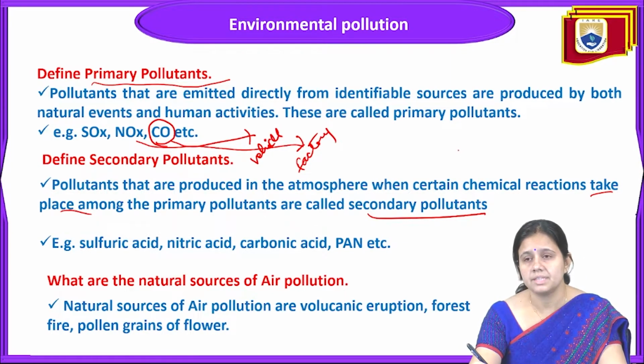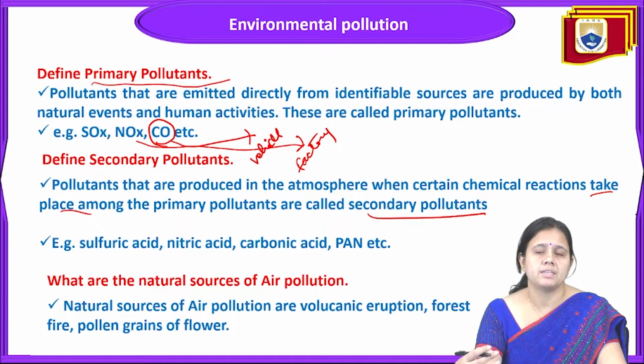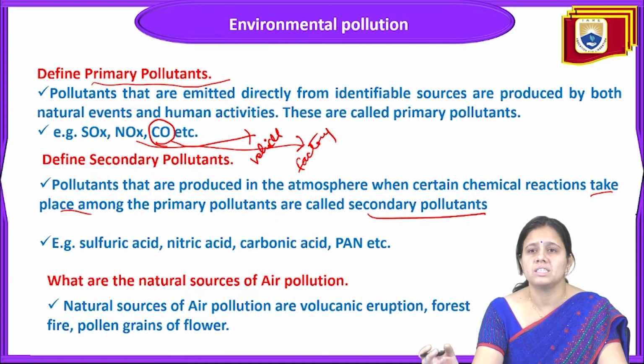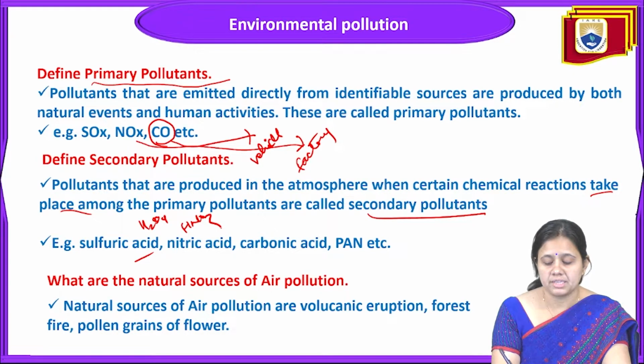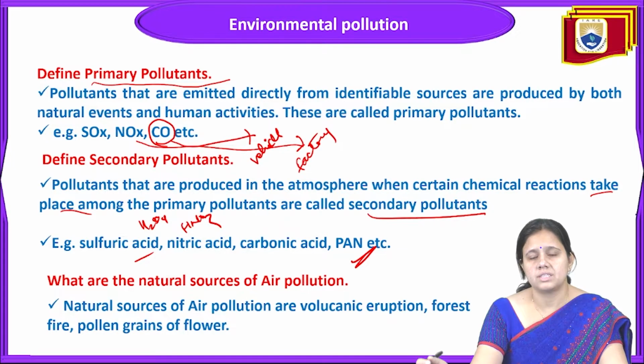That means a certain chemical reaction takes place between two primary pollutants, and the product formed is called a secondary pollutant. Examples of secondary pollutants are sulfuric acid, H2SO4, nitric acid, HNO3, carbonic acid, and PAN. As we know, PAN is peroxyacyl nitrate. So these are secondary pollutants.